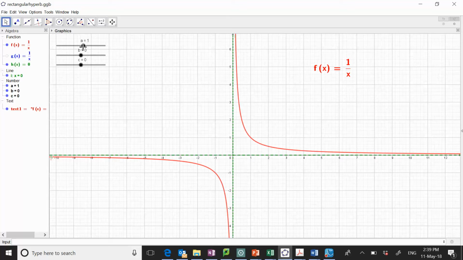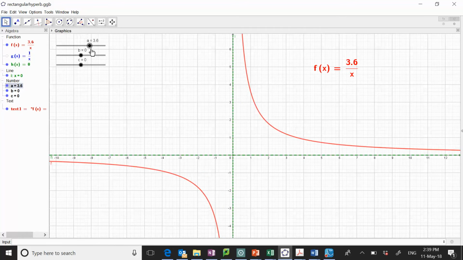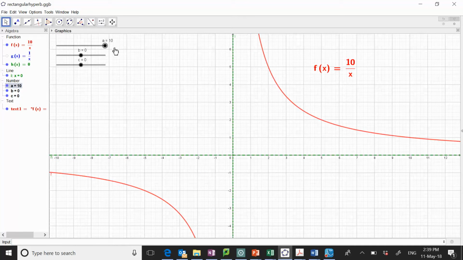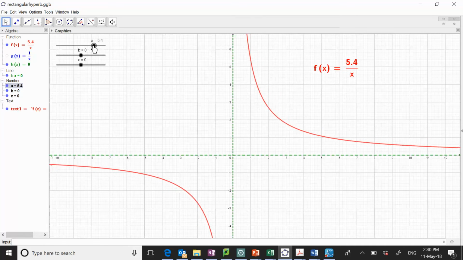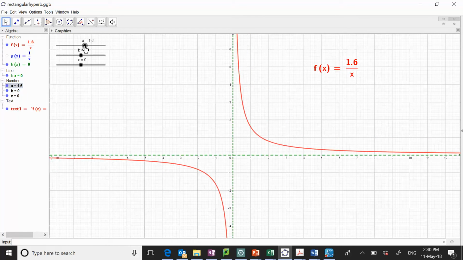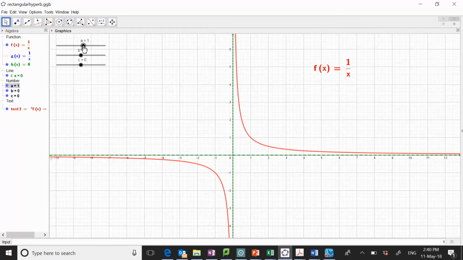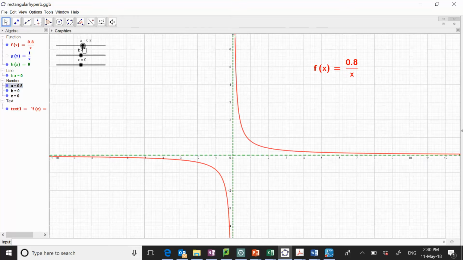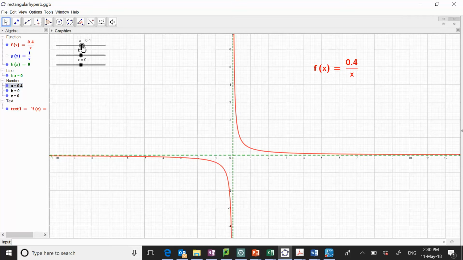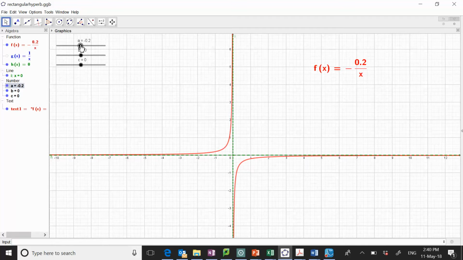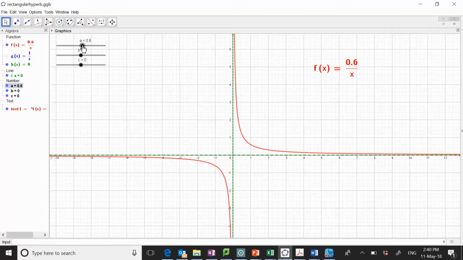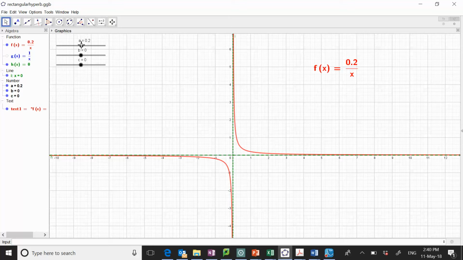Will they still come close to the y-axis or the x-axis? Watch, as I change A, I increase A, it just stretches away. If I decrease A, it gets closer and closer. Now watch when I go into the fractions. So 0.8, 0.4, 0.2. Can you see how it's getting closer and closer to the axes?